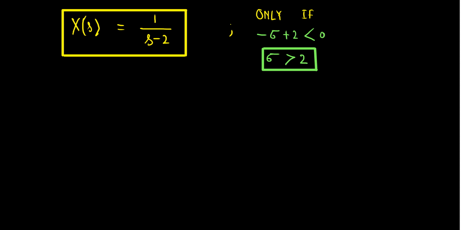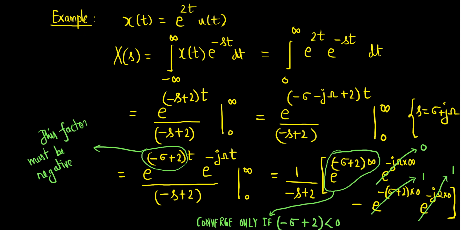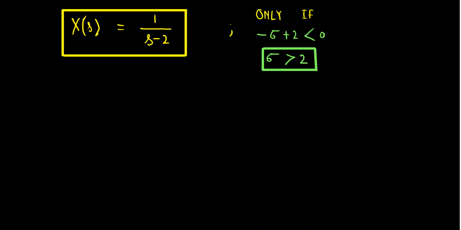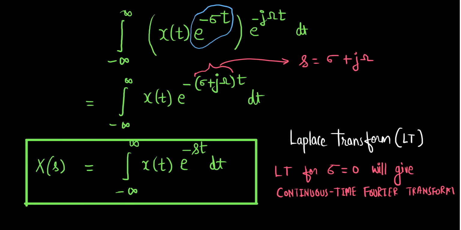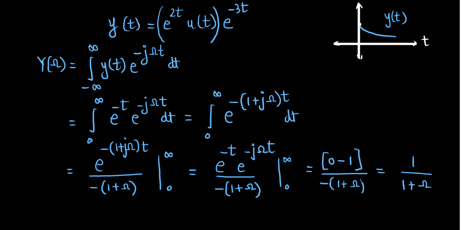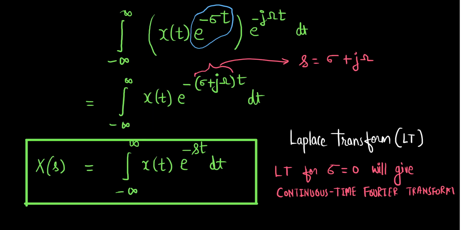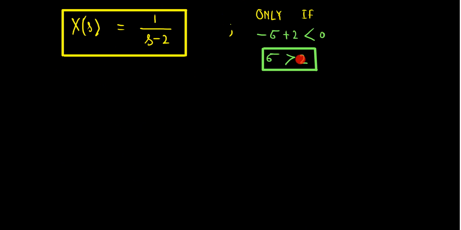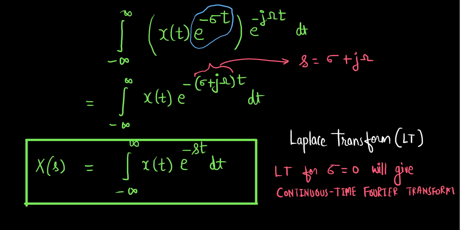So what does it mean in a physical sense? As you can see in this example, this is e power 2t, and we said that this sigma must be higher than 2. In the earlier case, we tried to multiply this signal e power 2t by e power minus 3t. Just because this sigma was higher than this factor 2, we were able to calculate the Fourier transform. So that's what it means here. The sigma factor higher than 2 is actually reflected in this example.